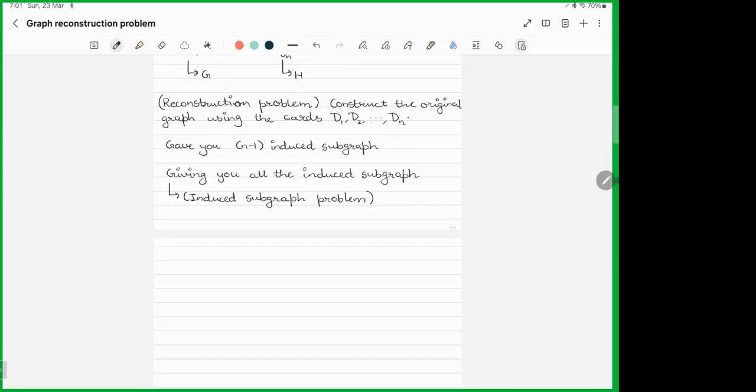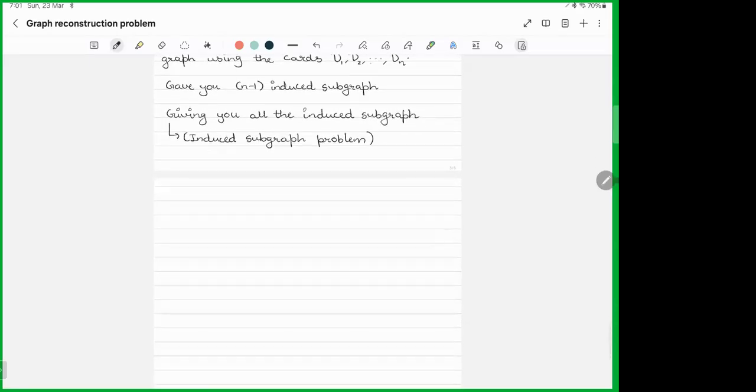You can actually construct all the induced subgraphs using the cards. If I just give you D1 to Dn, you can actually find all the induced subgraphs. Do you have any idea how we can do that? Also, I think Bhairav has raised his hand. Do you want to say something, Bhairav? Yeah, I just wanted to ask whether it is not known whether two graphs have to be isomorphic?